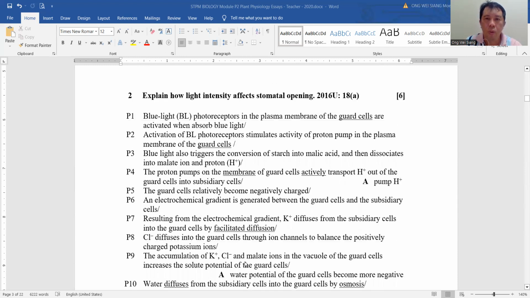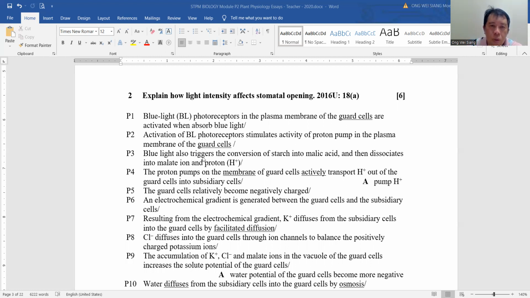Okay, next question: we would like to discuss how light intensity affects stomatal opening. So first of all, we use blue light, only blue light. Blue light photoreceptors in the plasma membrane of the guard cells are activated when they absorb blue light. The activation of blue light photoreceptors stimulates the activity of proton pumps in the plasma membrane of the guard cells. You must specifically mention guard cell, right?